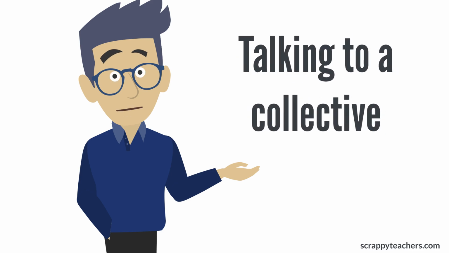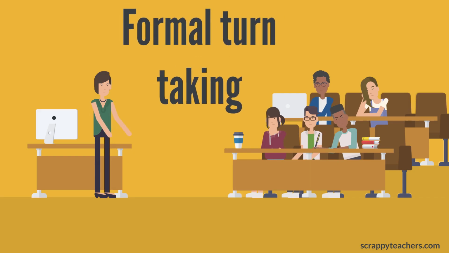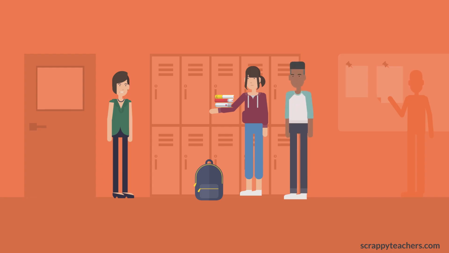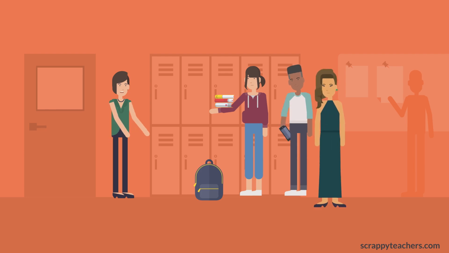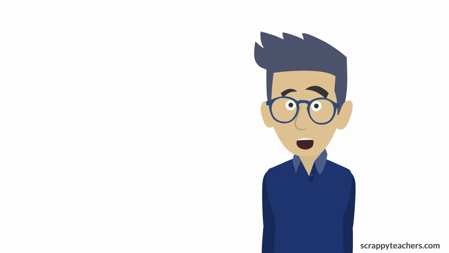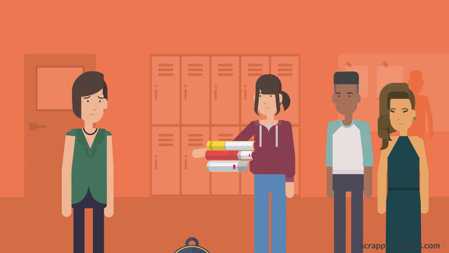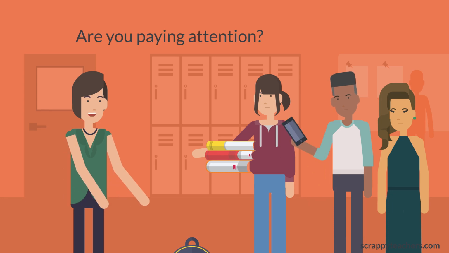to a collective. Talking to a collective requires more formal turn-taking than talking with an individual, or maybe a few people. When you're talking to one person, or even a few people, it's okay to ask them these sort of check-in questions like, you know what I mean? Or can you believe it? We don't really want to know if our listener knows what we mean. We assume they do. We just use those questions to see if our listener is actually engaged.